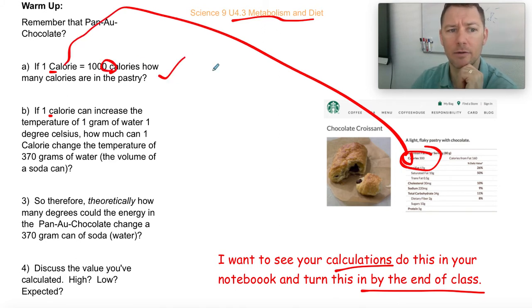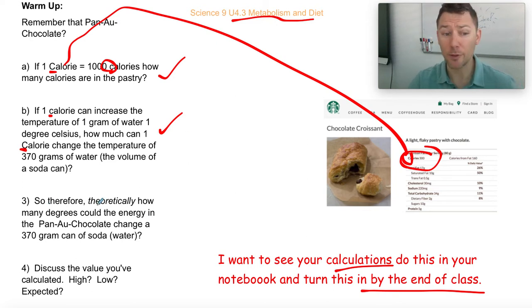Figure that out. The other thing is, if 1 calorie can increase the temperature of 1 gram of water 1 degree Celsius, how much can 1 calorie change the temperature of 370 grams of water? It's about a soda can's worth of water. Figure that out. Use a little dimensional analysis from your math class.